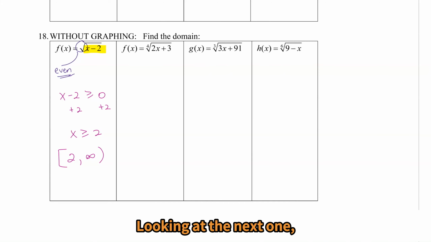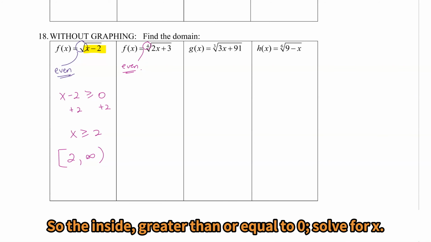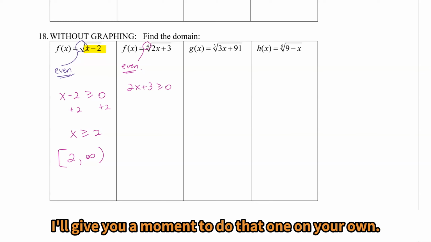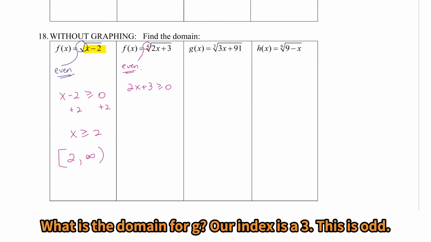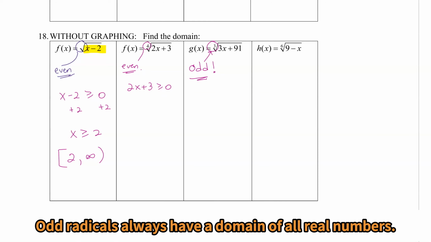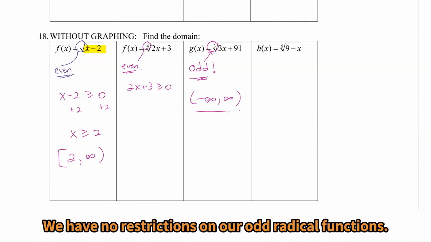Looking at the next one, the index is 4. This is another even radical, so the inside greater than or equal to 0. Solve for x. I'll give you a moment to do that one on your own. How about for g? What is the domain for g? Our index is a 3. This is odd. Odd radicals always have a domain of all real numbers. We don't have to worry about setting the underneath greater than or equal to 0. We have no restrictions on our odd radical functions.